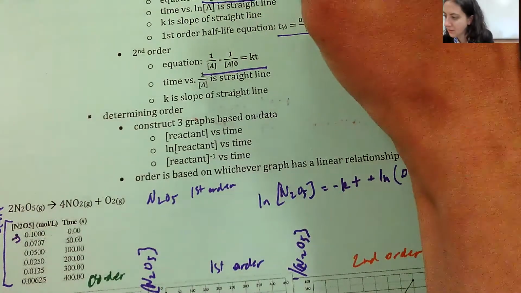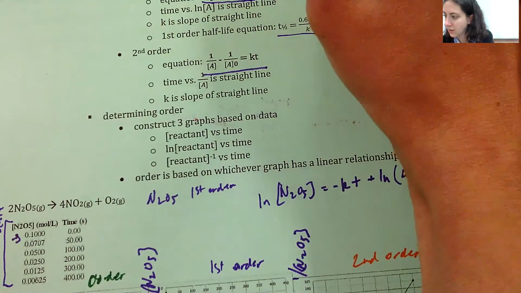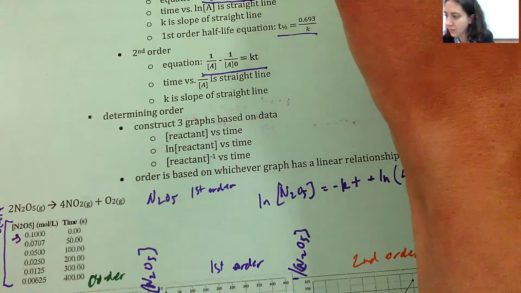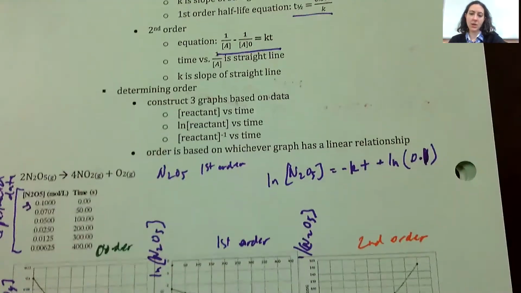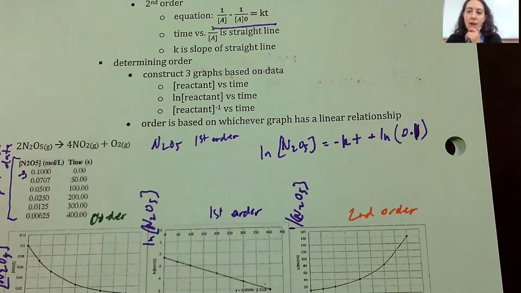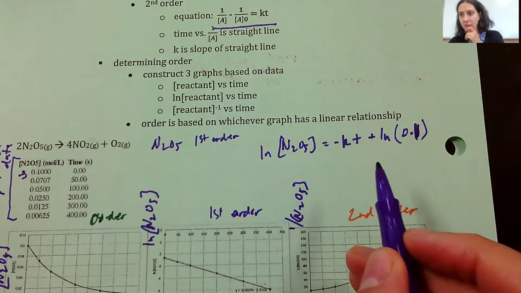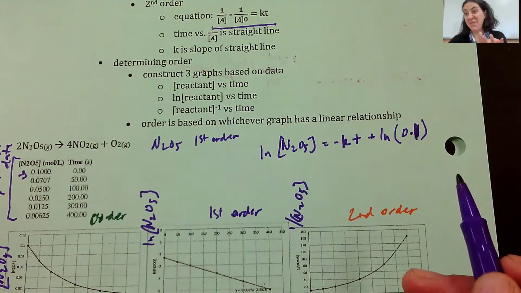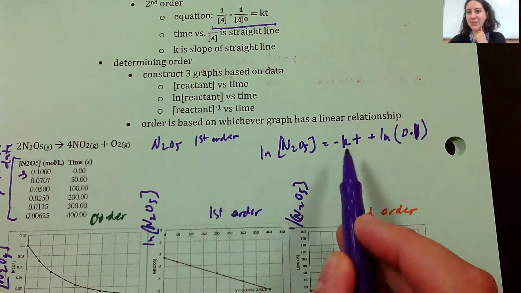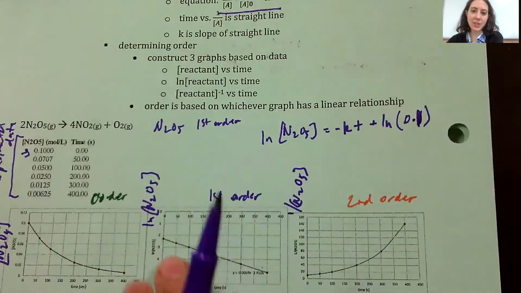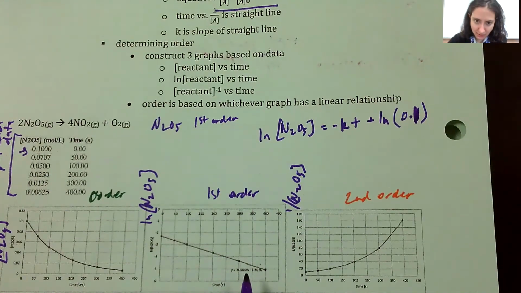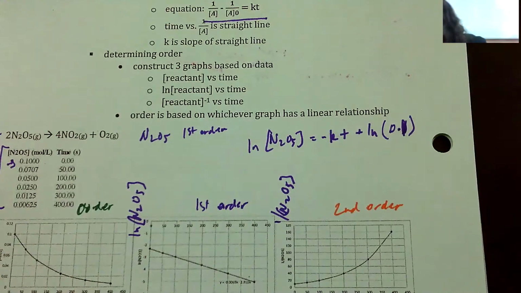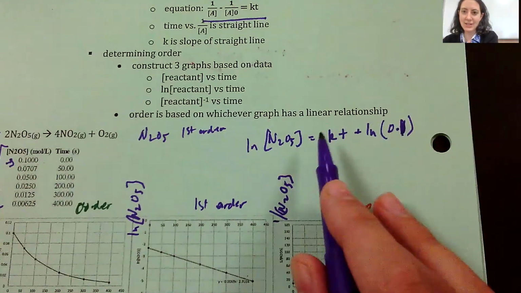Okay, that's the initial concentration. So the k is a constant. This is kind of like your m, slope kind of value. In this case, it actually, in fact, is the slope. If you notice, this looks kind of like y equals mx plus b. So you would find the slope of this line, which I let my computer do for me. It's negative 0.0059.